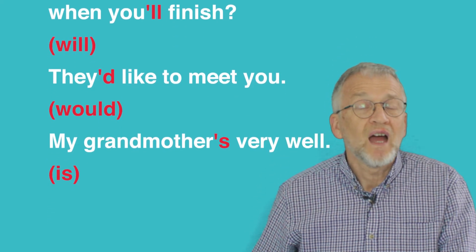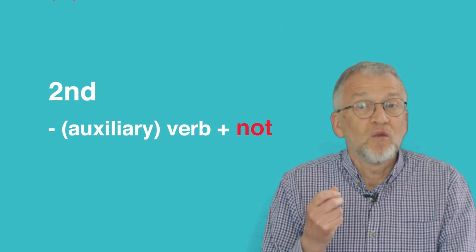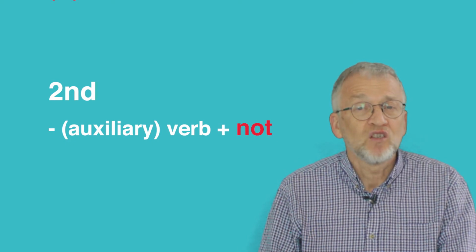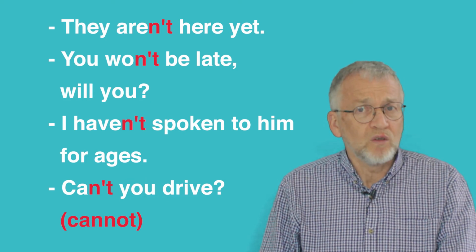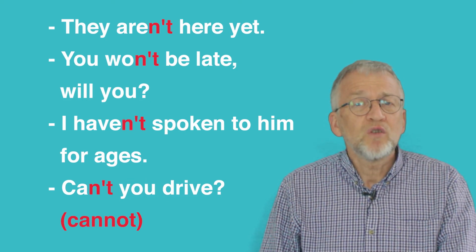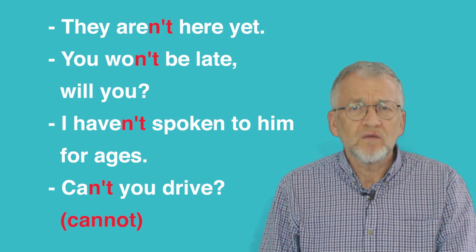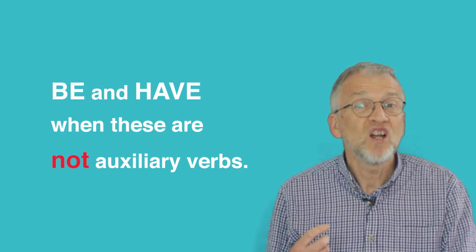Okay. The second group, then we have a verb or an auxiliary verb plus not. Yeah, so this is with the negatives. Okay, so they aren't here yet. You won't be late, will you? I haven't spoken to him for ages. Can't you drive?